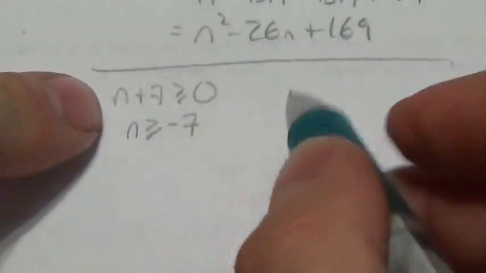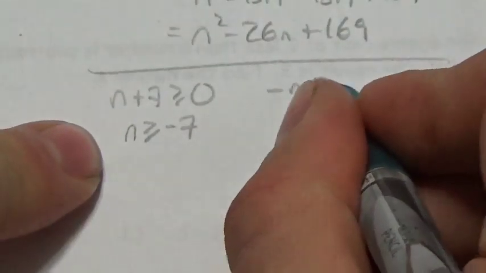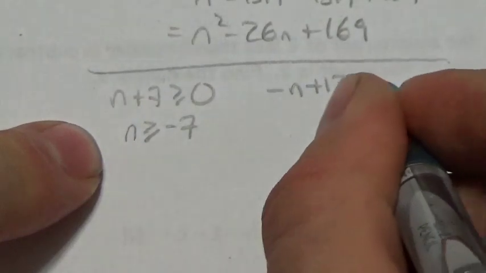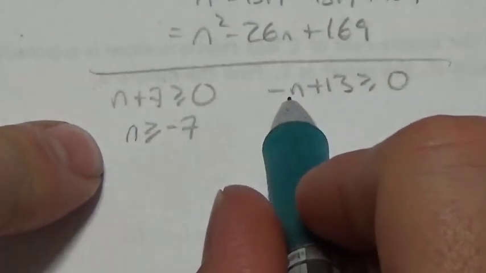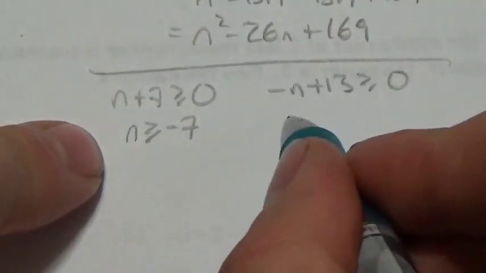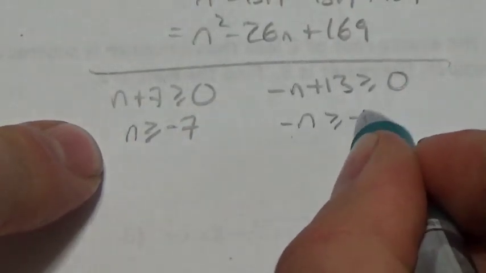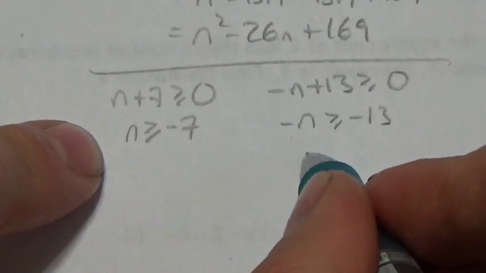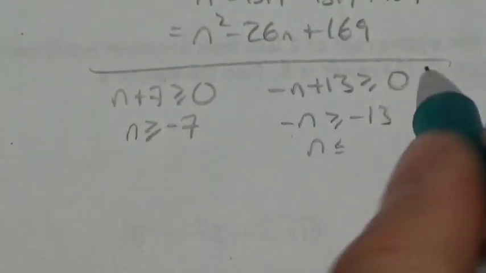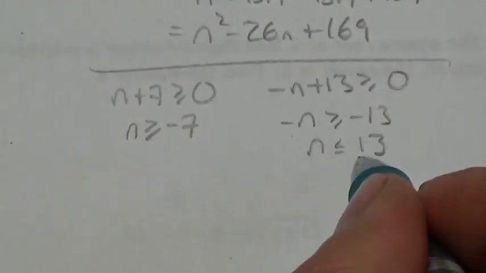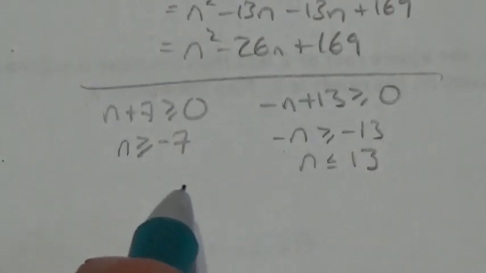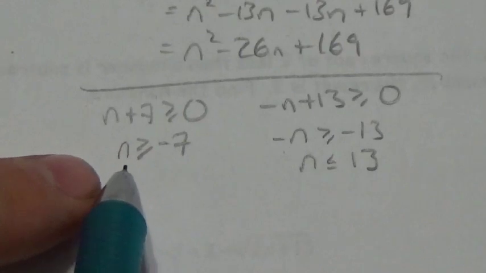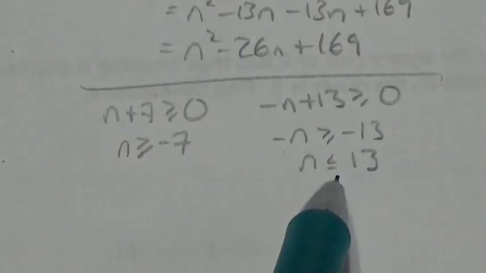So here's one restriction. And then I know that negative n plus 13 must also be positive or 0. So if I bring the 13 over, I get negative n has got to be greater than or equal to negative 13. And when you divide by the negative, we get that n must be less than or equal to 13. So the number I'm looking for, the actual answer to this equation, has got to be greater than negative 7, but less than 13.